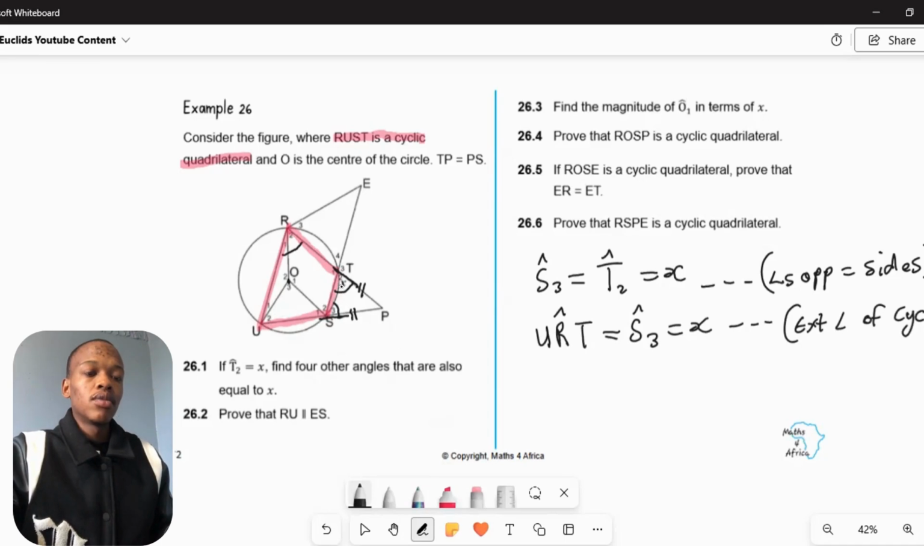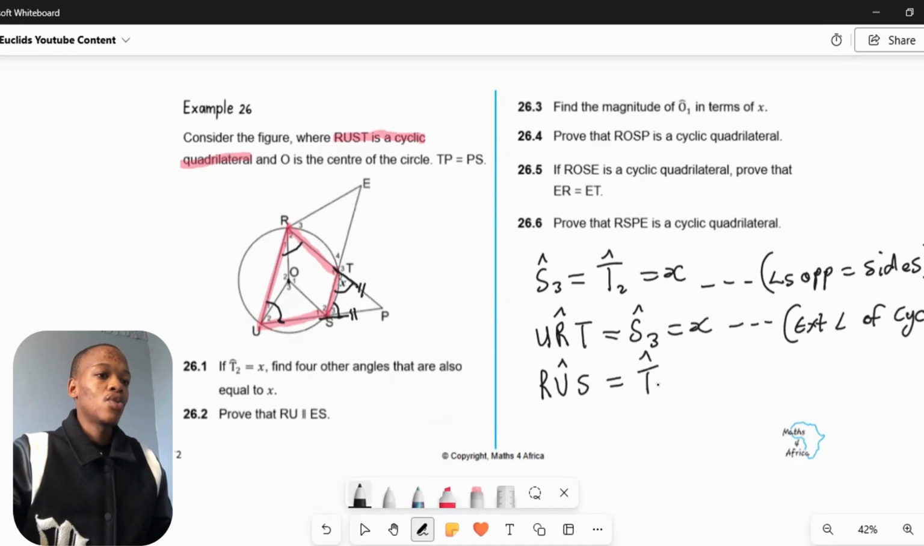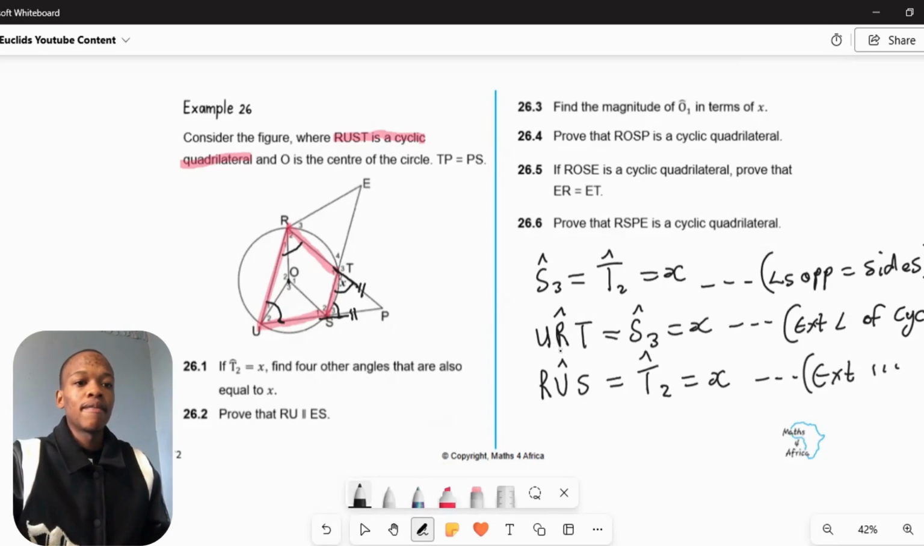And then again, this one, the entire angle for U, or let's name it properly, RUS, is equivalent to T2 and they're equivalent to X. How come? Exterior again. How many? 1, 2, 3. Okay, let's go for the last one. So this one is X, this one is X.